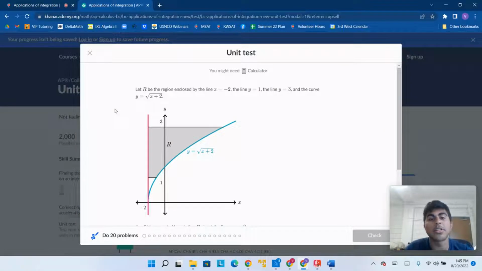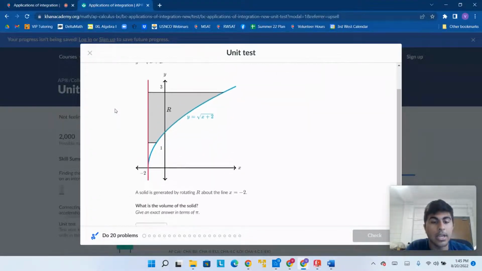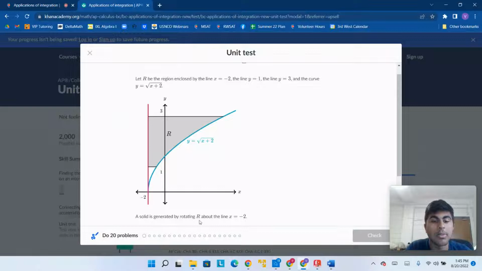Let R be the region enclosed by the line x equals -2, the line y equals 1, the line y equals 3, and the curve y equals the square root of x plus 2. So we're trying to find all this area, and now we're going to rotate R about the line x equals -2, this line right here. Alright, let's think about that.